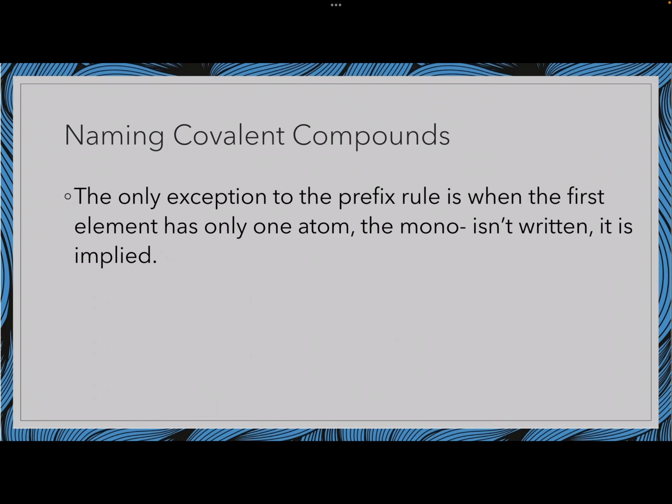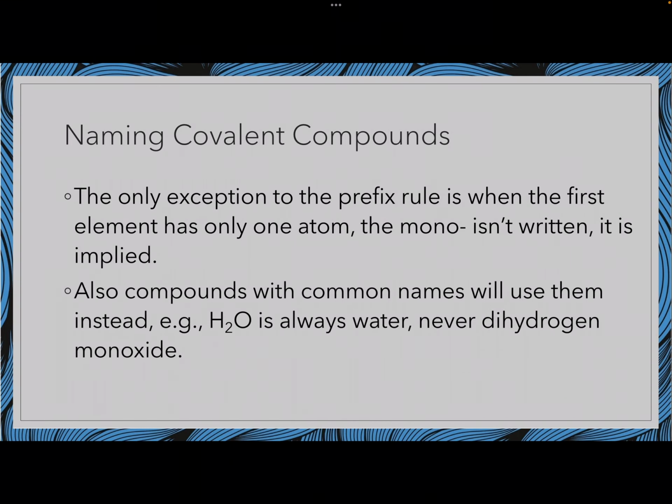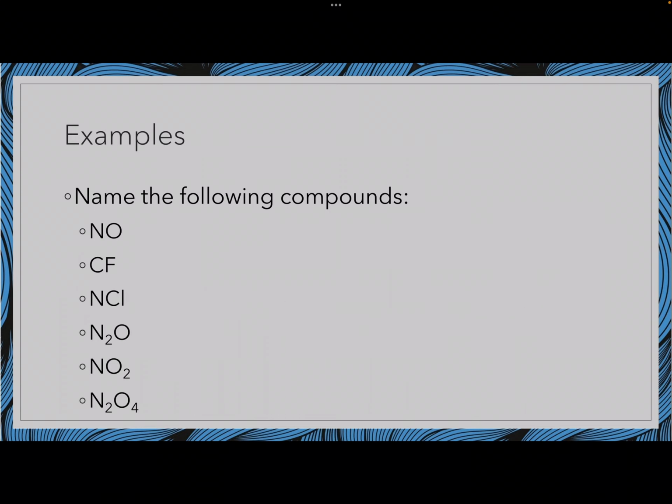Now, the only exception to the prefix rule is when the first element has only one atom, so we don't write mono, that one's implied. Also, compounds with common names, we'll use them instead. So H2O is always water, we never use dihydrogen monoxide. While it is technically correct, the molecule's named water, that's what we call it. The other one that we commonly use is ammonia instead of nitrogen, was it trihydrogen nitride? So yeah, we do that.